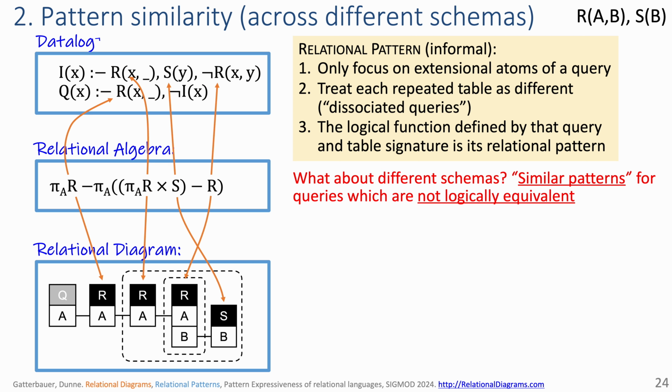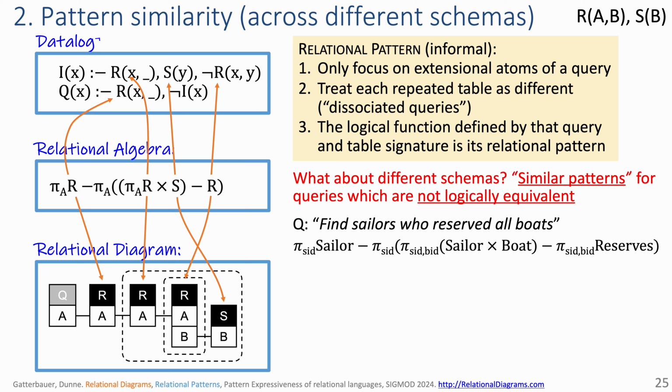Now, what about queries using different schemas? Well, queries between different schemas can't be logically equivalent, but they can still use what we call similar patterns. Let's illustrate this for this query. Find sailors who reserved all boats. Here is the representation as relational algebra. I'd like you to notice that this relational algebra expression uses 3 different tables, and it uses the sailor table twice. But the left 3 queries use only 2 different tables and repeat the R table 3 times. So these queries not only use different schemas, they even repeat tables a different number of times.